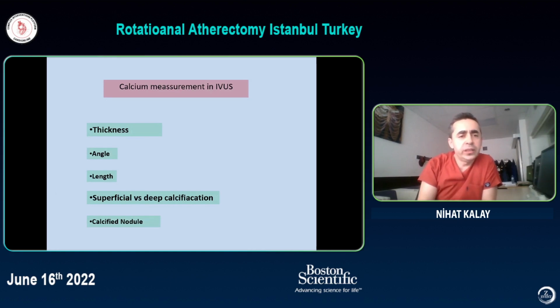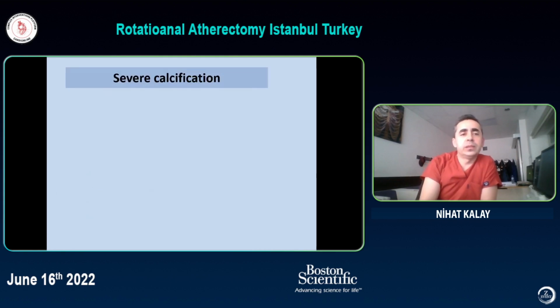To determine the degree of the calcification, we need to evaluate calcium thickness, angle, length, superficial or deep calcification, and calcified nodule, which is related to acute coronary syndrome. It also gives some information about the next procedure, rotablator or NC balloon technique.